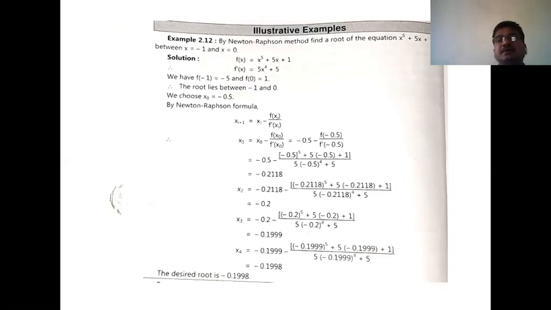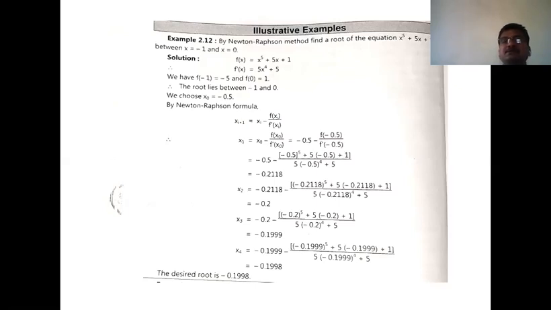Then substitute i is equal to 0. Then what do we have? x1 is equal to x0 minus f of x0 divided by f dash x0. And substitute the value of x0. What is x0? It is minus 0.5, so x1 is equal to minus 0.5 minus f of minus 0.5 divided by f dash of minus 0.5.